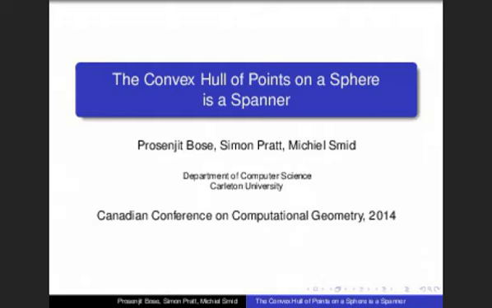Hello, I'm Simon Pratt, and I'm presenting the convex hull of points on a sphere as a spanner. This is in collaboration with Jit Bose and Michiel Smid at Carleton University, and this is for the Canadian Conference on Computational Geometry in 2014.